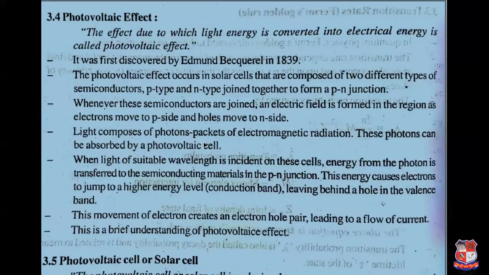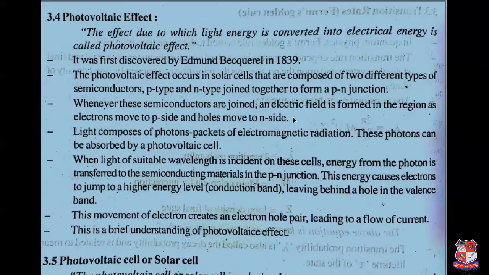The photovoltaic effect occurs in solar cells that are composed of two different types of semiconductors, p-type and n-type, joined together to form a p-n junction. Wherever these semiconductors are joined, an electric field is formed in the region as electrons move to the p side and holes move to the n side.